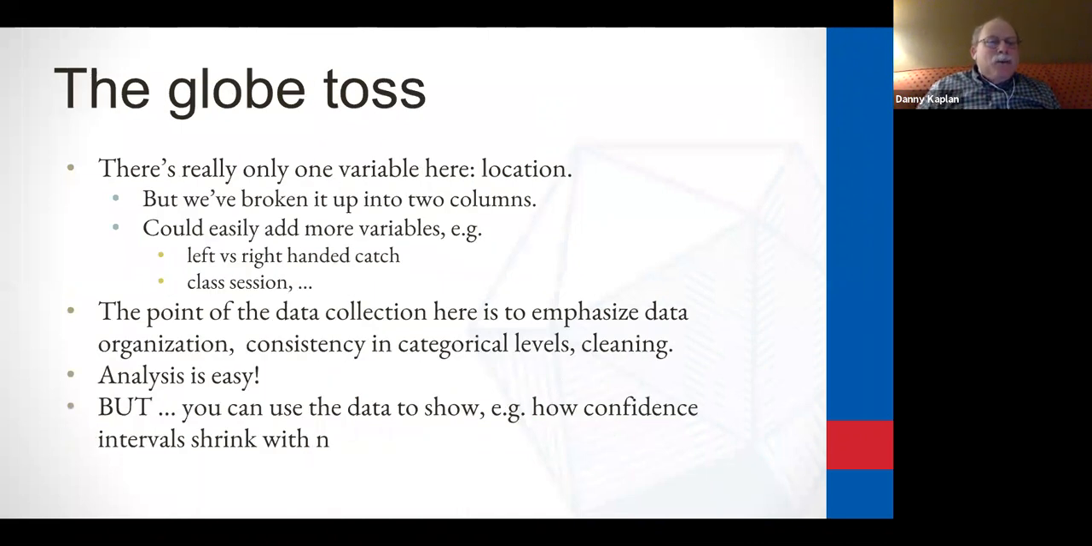And we've already covered this. You could add more variables. If you want to know if people who catch with their left hand find a different amount of ocean than people who catch with their right hand, well, there's a good way to introduce a null hypothesis, I suppose. And then the next slide.